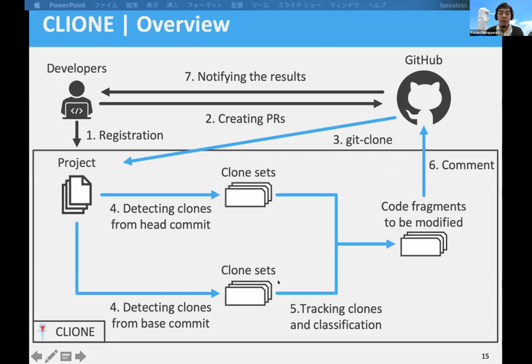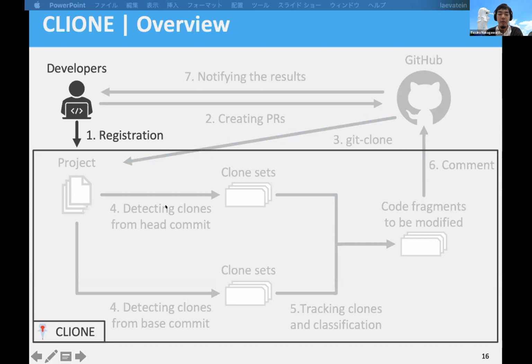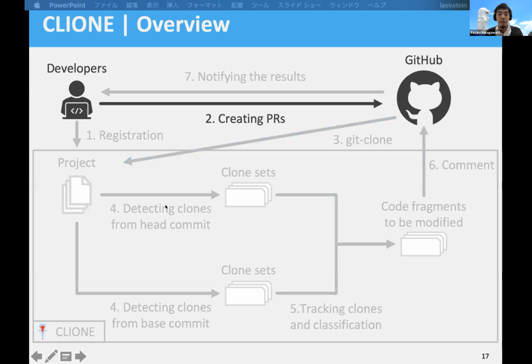CLIONE is implemented as a server-side application. In this overview, these blue lines mean processes that CLIONE does. First, developers who want to use CLIONE have to register their GitHub accounts and repositories with CLIONE. This registration is required only once. After this registration, CLIONE is executed at the time of creating PRs.